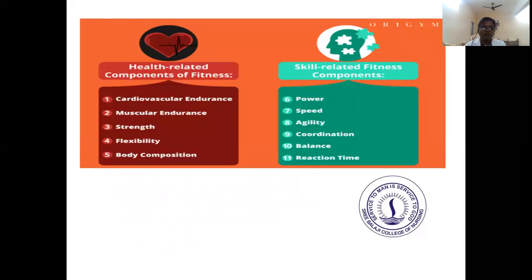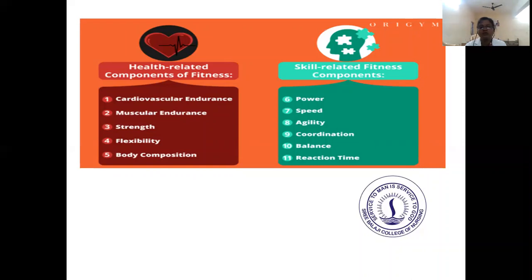Health-related components of fitness and skill-related fitness. We have two components, that is, health-related components of fitness. What are the health-related components? This is cardiovascular endurance. Already we have discussed the four components: muscular endurance, strength, flexibility, and body composition.